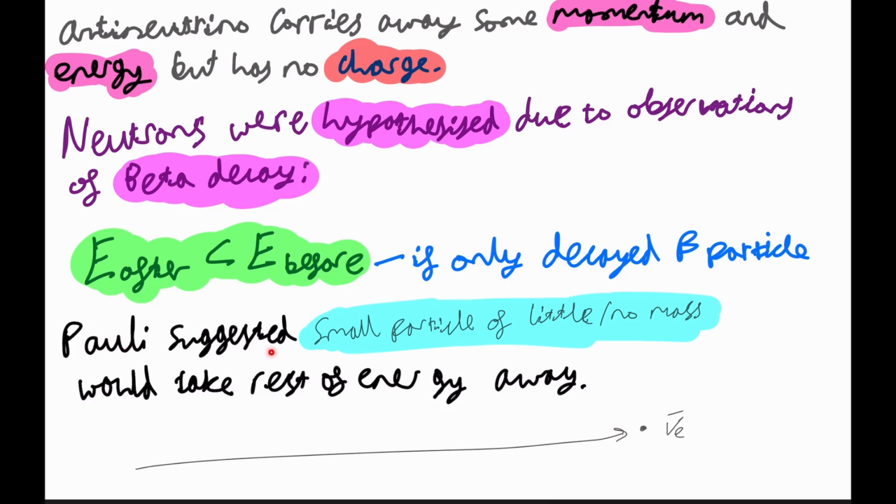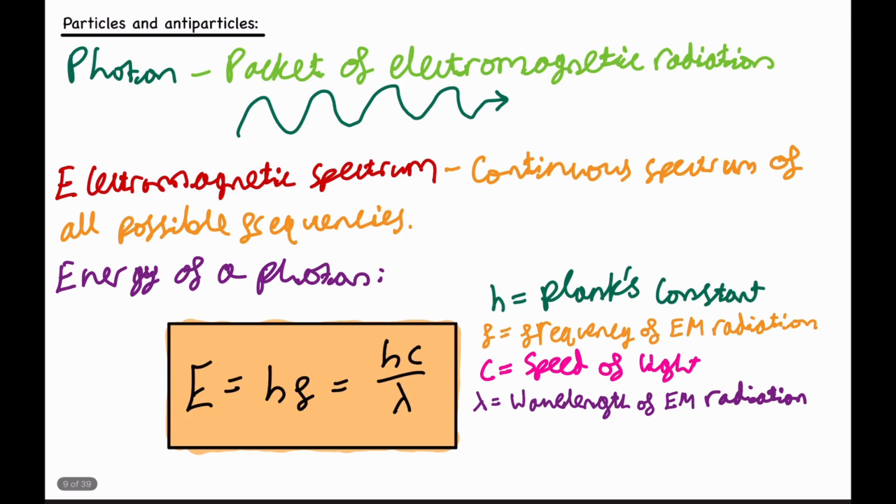So Pauli suggested that a smaller particle of little to no mass would take the rest of the energy away, so the antineutrino of the beta decay. Now let's move on to particles and antiparticles.